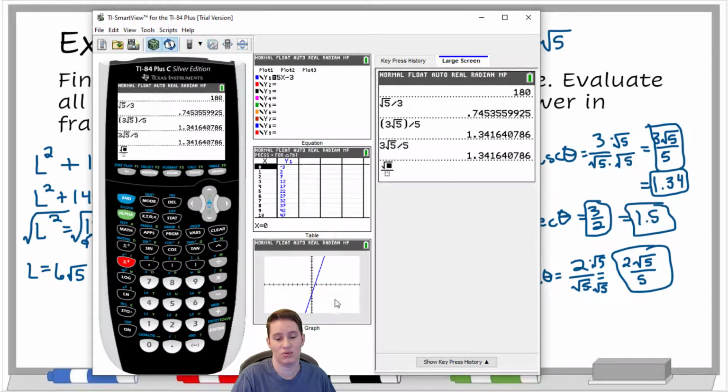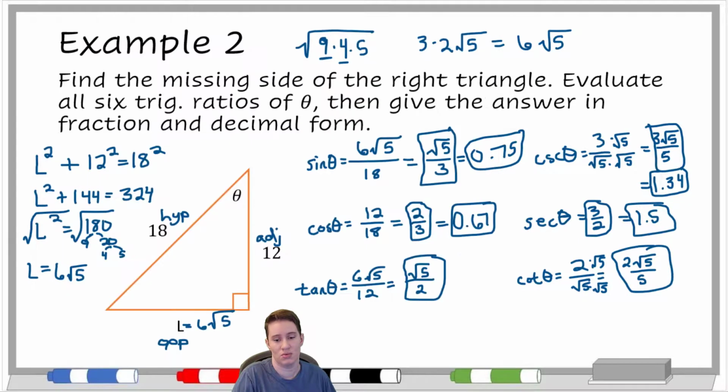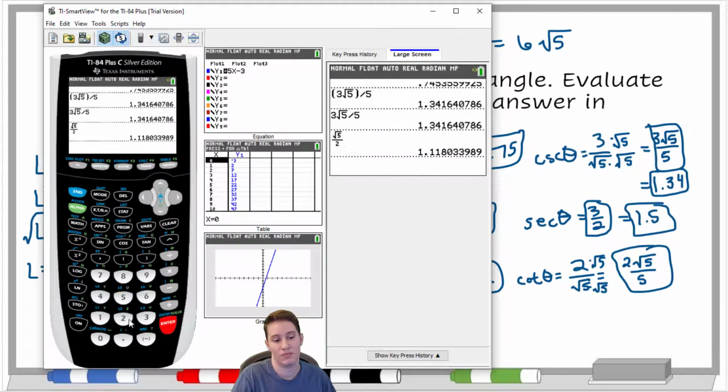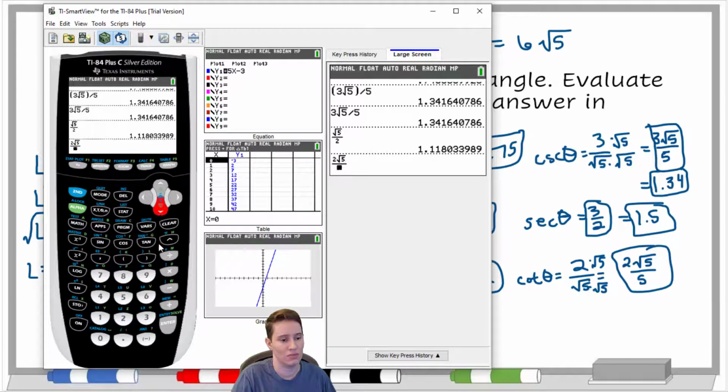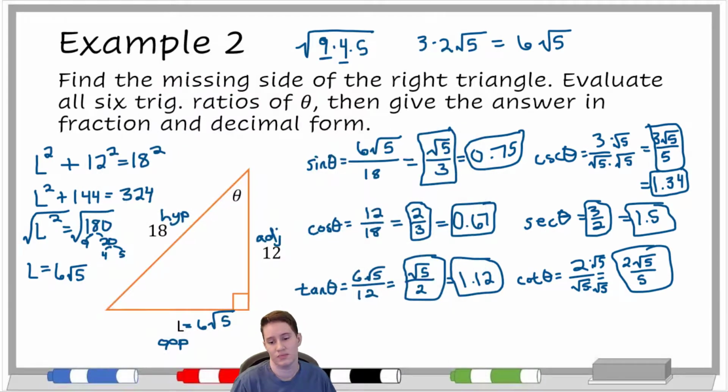So square root of 5 over 2? Yeah, 1.12 for tangent. And then 2 square roots of 5 over 5, which is 0.89. So there we go. That is sine, cosine, tangent, cosecant, secant, and cotangent of this triangle.